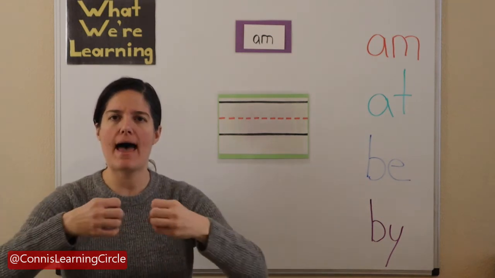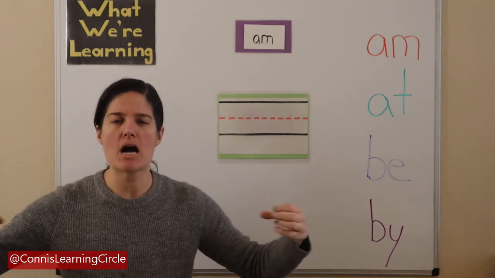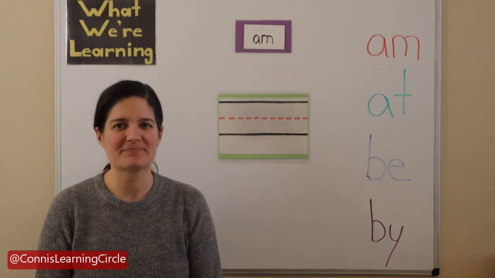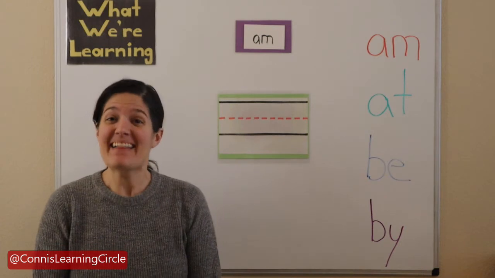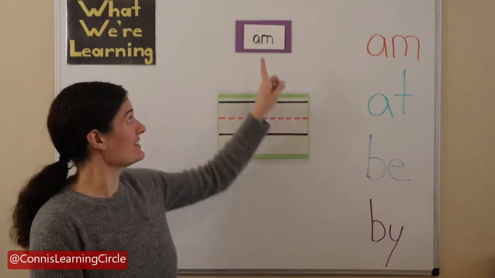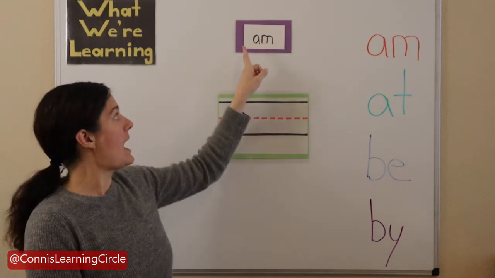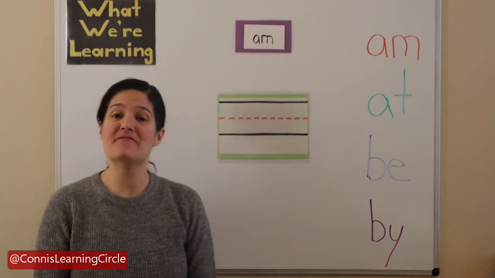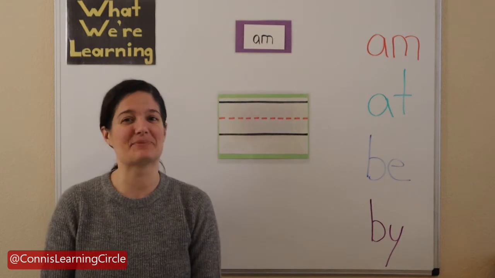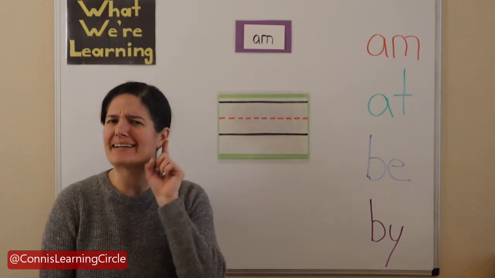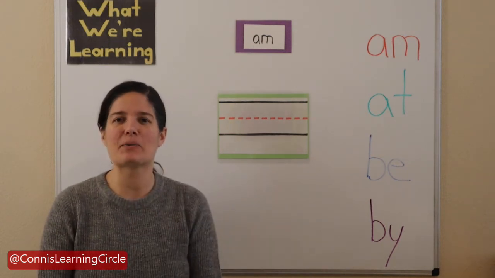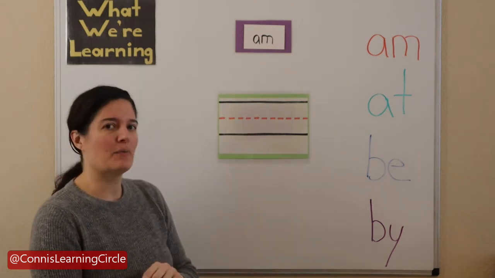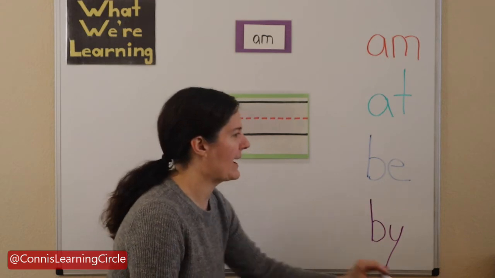Am, am, ma, ma, ma. What letter are we hearing there? That's right. That is our letter M. Our M, M, A, M. Very good. Awesome job. We have used our ears to listen and focus on our word am. Let's get ready to use our eyes and see what else we can learn about our word am.